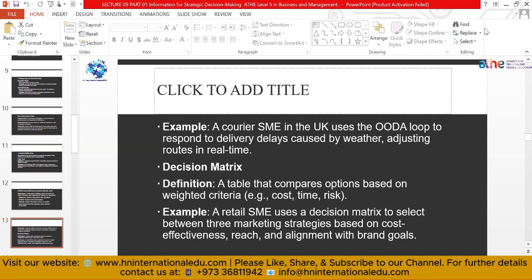Decision matrix, however, again another technique, a table that compares options based on the weighted criteria, that is cost, time, risk. Priority based. The first one is going to be the most important one, and you need to opt for it. And then the steps go on. For example, a retail SME uses a decision matrix to select between three marketing strategies based on the cost effectiveness, reach, and alignment with the brand goals. Every organization's decision matrix varies from one another. Few people focus on the quality rather than the quantity, and few go on the cost rather than the risk.